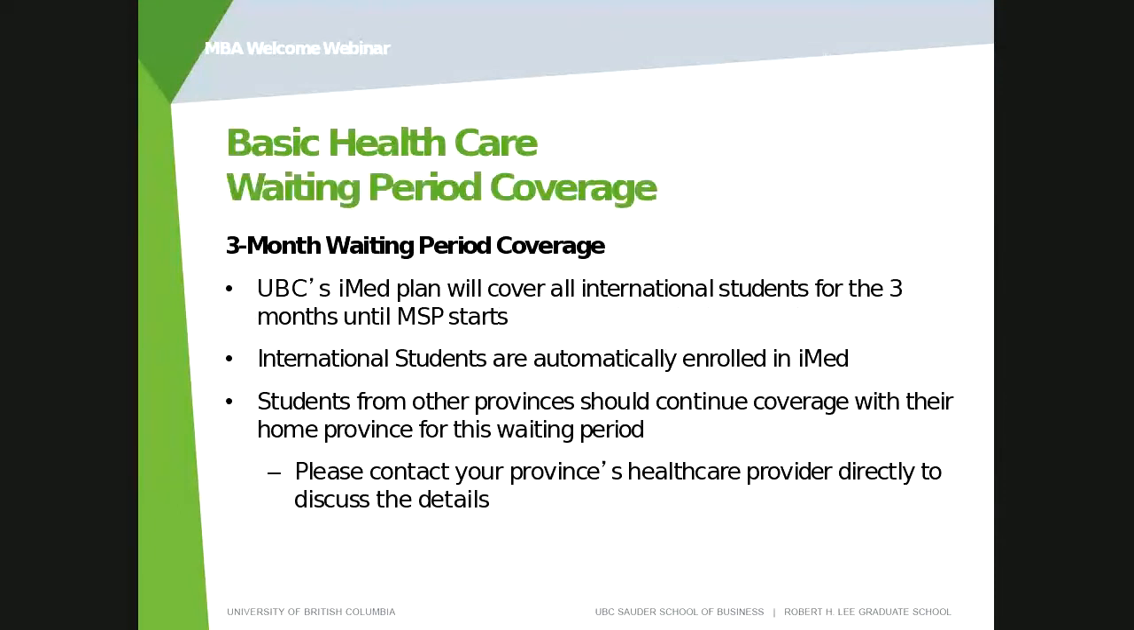Okay. With regards to that 3-month waiting period, you will need coverage while you're waiting for the MSP to start. So UBC has an automatic plan for international students called the IMED plan. So you'll be automatically enrolled in that. So you don't have to worry about coverage while you're waiting for the MSP to start. Students who are from other provinces in Canada are also eligible for IMED, but it may make more sense for you to continue coverage with your home province for the waiting period. So you might want to contact your province's healthcare provider just to discuss the details about that.